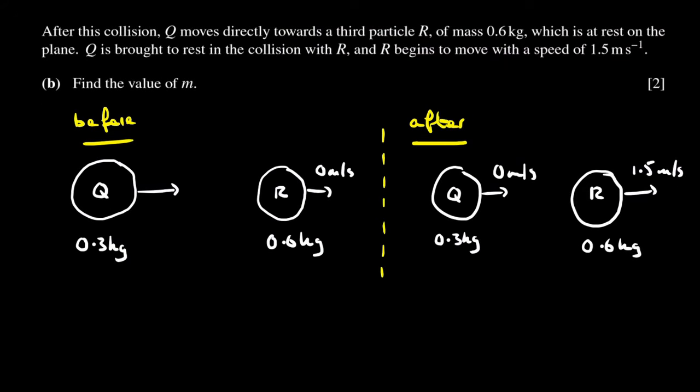So after the collision, Q moves directly towards a third particle R, which I've drawn here, of mass 0.6 kilograms, which is at rest on the plane. So at rest means it's 0 meters per second. Q is brought to rest in the collision, so Q becomes 0 meters per second. And R begins to move away with a speed of 1.5. We want to find the value of m.